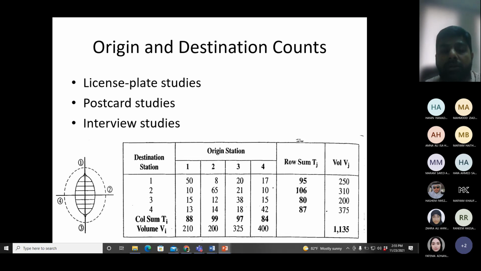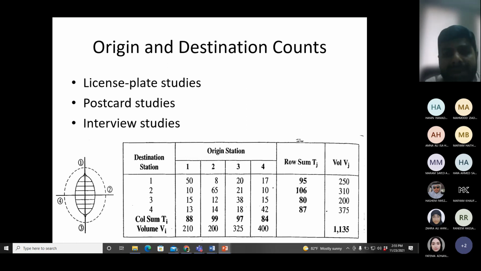Postcard. Many travelers will not receive your postcard. Many travelers will not give it back to you. So again, it's a sample. Interview studies. It is impossible to interview each and every traveler in our area within a practical amount of time. So any of these studies will just give you a sample. So the numbers which we are showing in the matrix are just a sample.